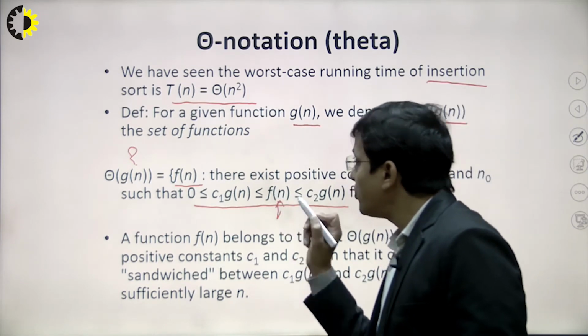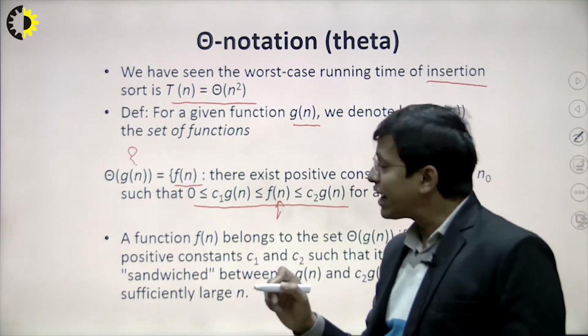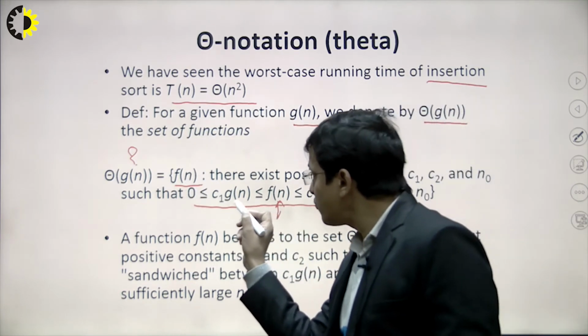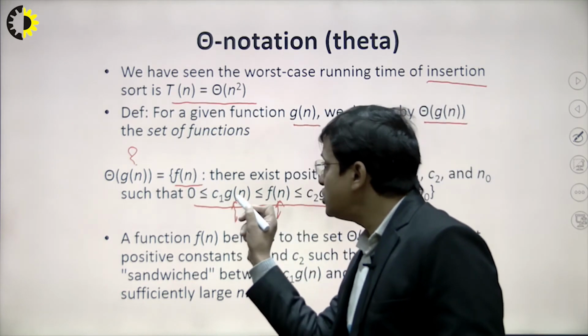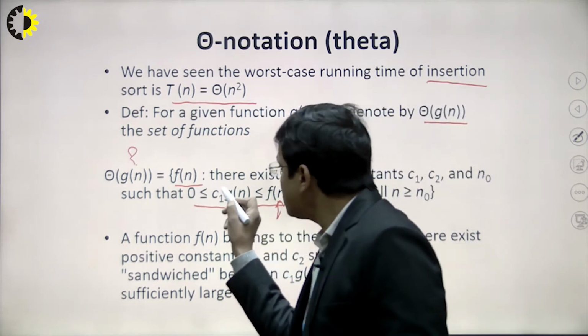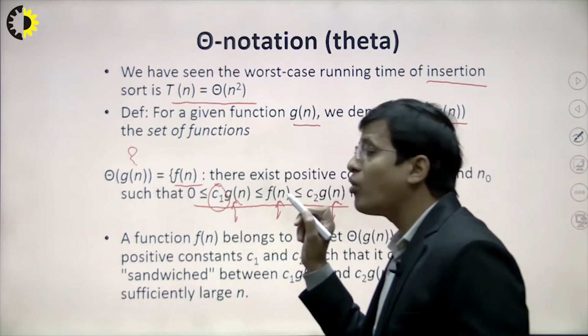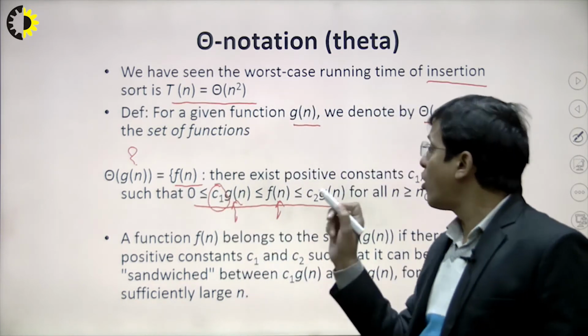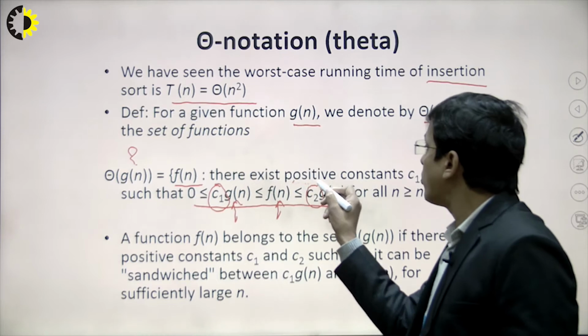f of n we have computed from the algorithm, and now we are trying to find out what function is required, right? That is g of n, here is also g of n. So this is the common function, and it only differs by the constant values. These are c1 and c2, these are positive constants, right?